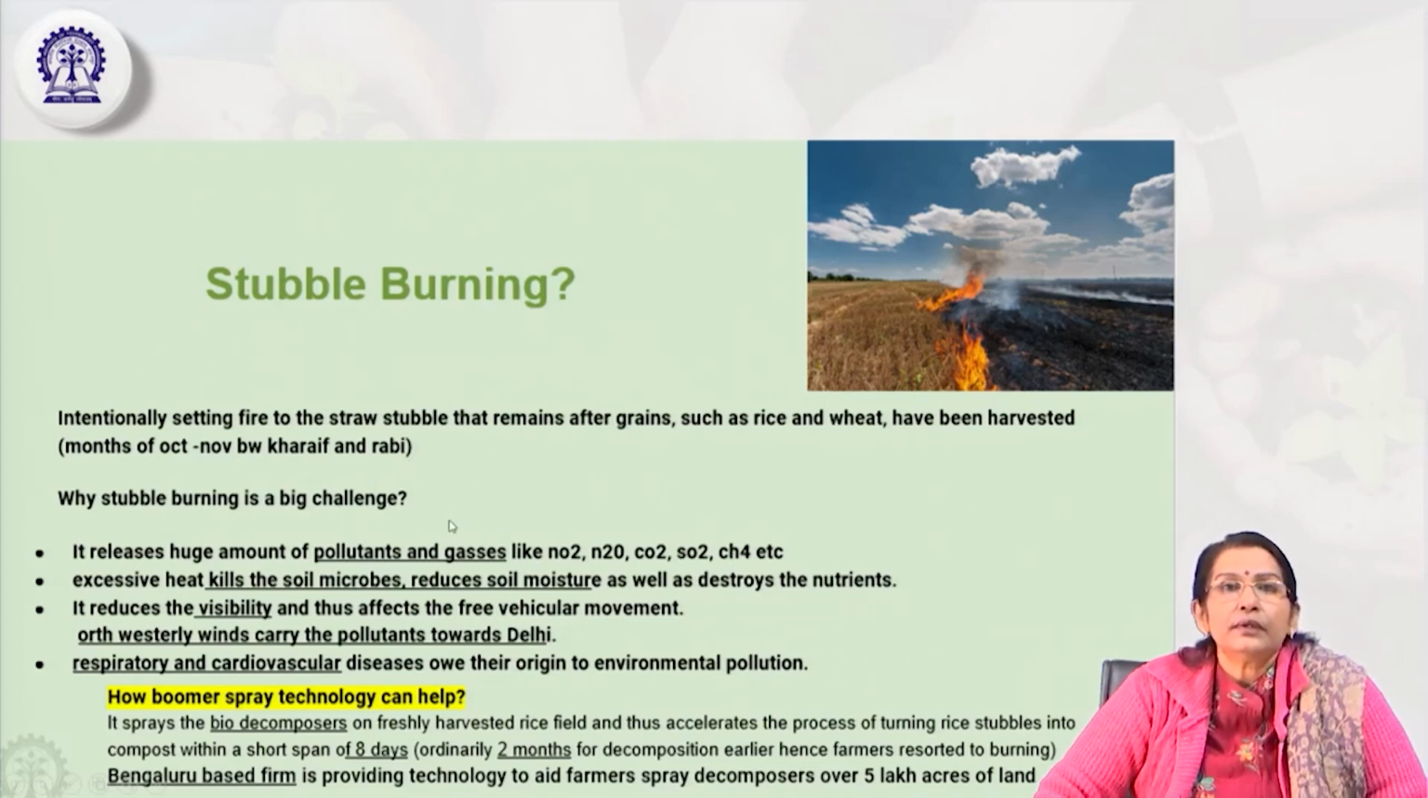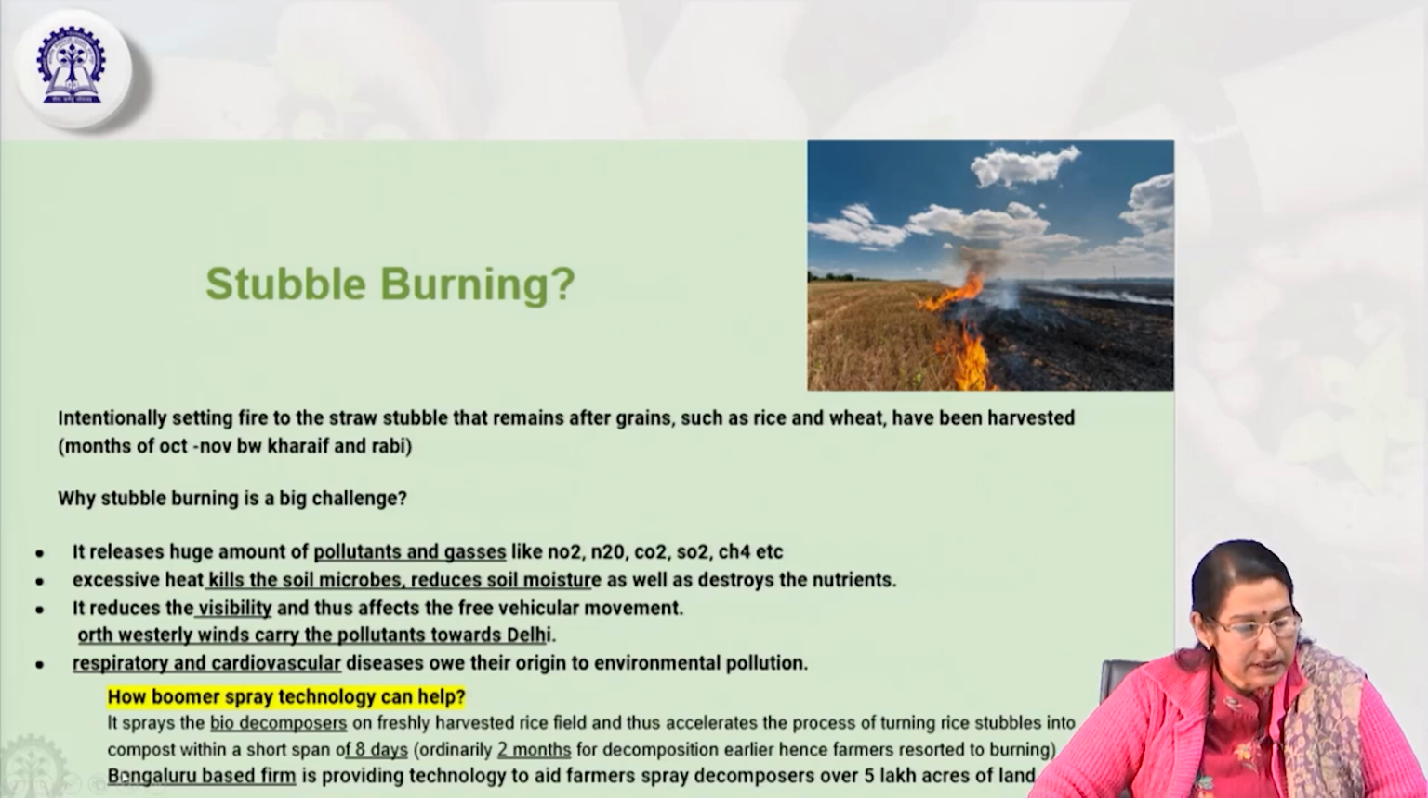Here we have to be innovative in the sense of how we can create some kind of machinery or product to dissolve this. How can spray technology help in this direction? Bio-decomposers sprayed on freshly harvested rice fields accelerate the process of turning rice stubble into compost within a short span of 8 days. So how can we dissolve it with this kind of spray technology, and how do we educate our farmers and rural people regarding this technology, so that stubble burning can be curbed.